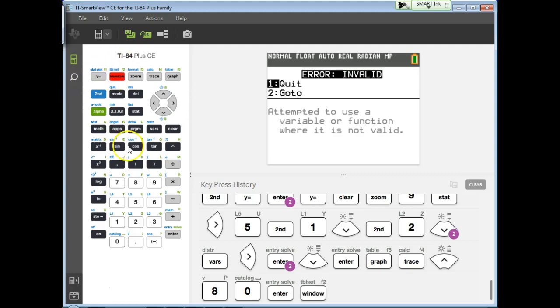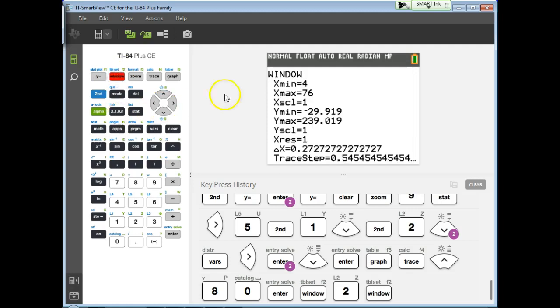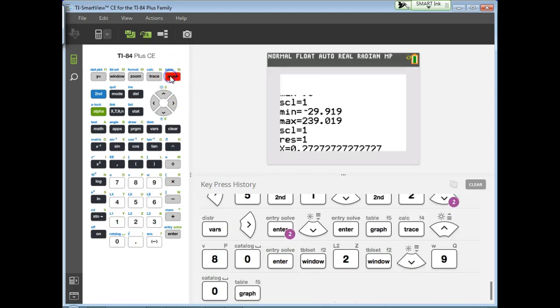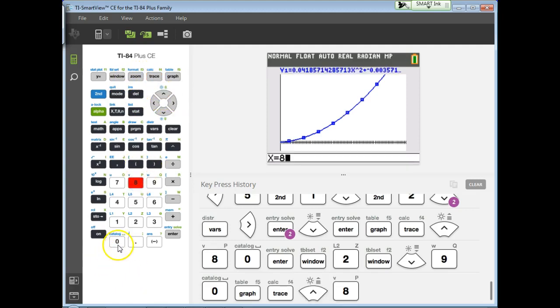So I'm going to go to window. My max is stopping at 76. That's why it's having trouble. I'm going to go to 90. I couldn't extrapolate the data. The window was too short. All right, here we go. Trace. Get up to the right function. And then type in an 80. So 267.6-ish feet.